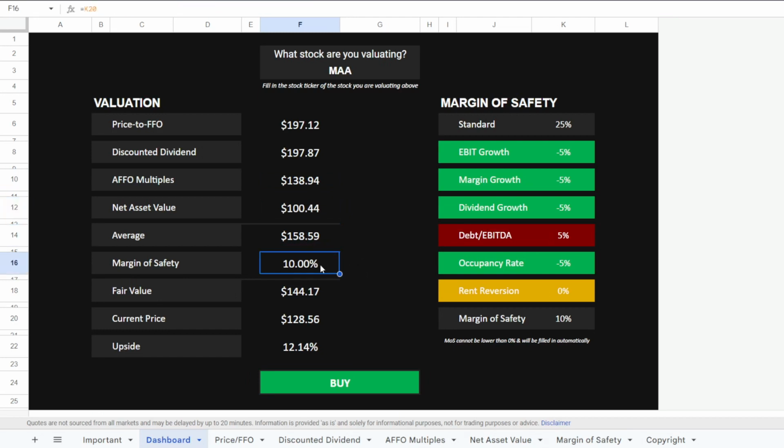$158.59. A margin of safety we've determined before, using a standard margin of safety of 25%, deducting 5% for the EBIT growth, margin growth, dividend growth, and occupancy rate, and adding 5% for the debt to EBITDA, leaving us with a margin of safety of 10%. Applying this margin of safety, we get a fair value of $144.17. And with the current price of $128.56, we get an upside of over 12%, indicating that per our valuation, it is a buy.